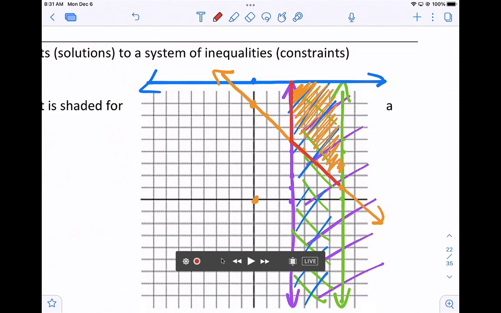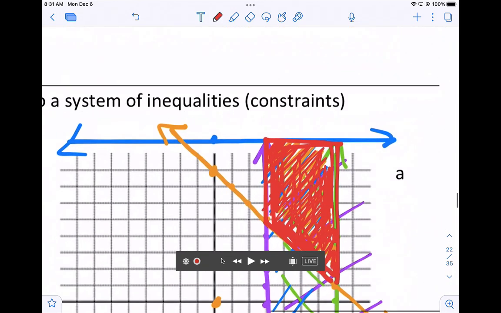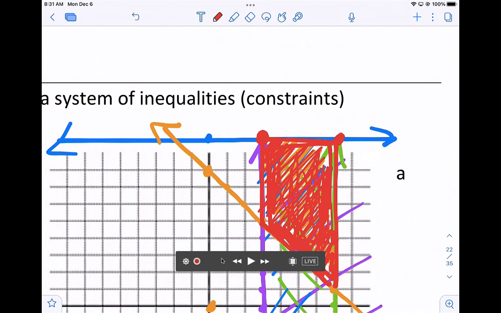And where it's quadruple shaded, this is called the feasible region. So I'm going to go ahead and color that red. And what that means is anything on the line or in this really dark region right here, any of these answers work, on the line since it's solid, or in this region right here. And then it does ask, what are the vertices?